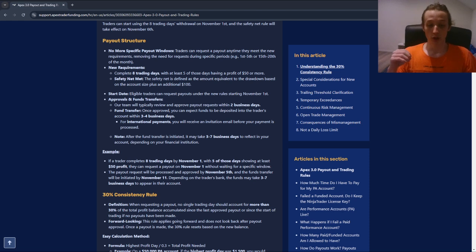Meaning, my 50K funded account has a $2,500 drawdown. The safety net is my total drawdown plus $100, meaning I need to make $2,600 before being eligible for a minimum payout of $500.